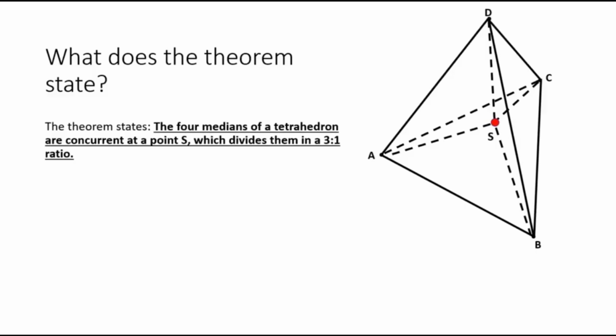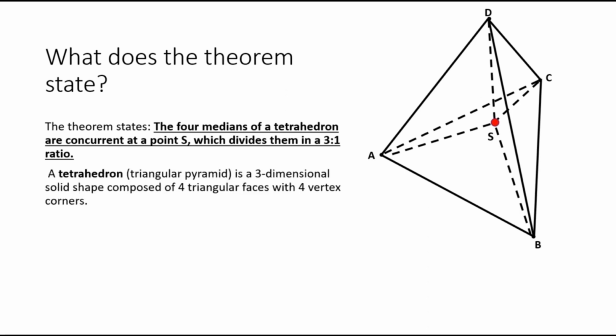Alright, so let's go ahead and first state Commandino's theorem, which says the four medians of a tetrahedron are concurrent at point S, which divides them in a 3-to-1 ratio. We can see that on the image to the right, that on point S, the medians are concurrent.